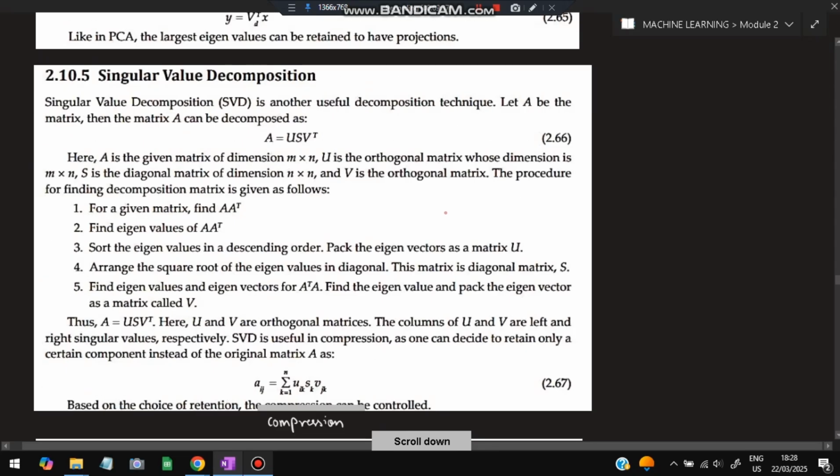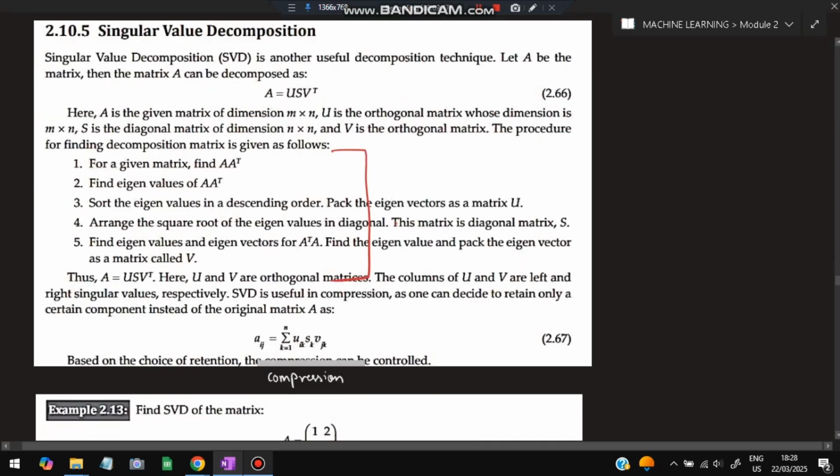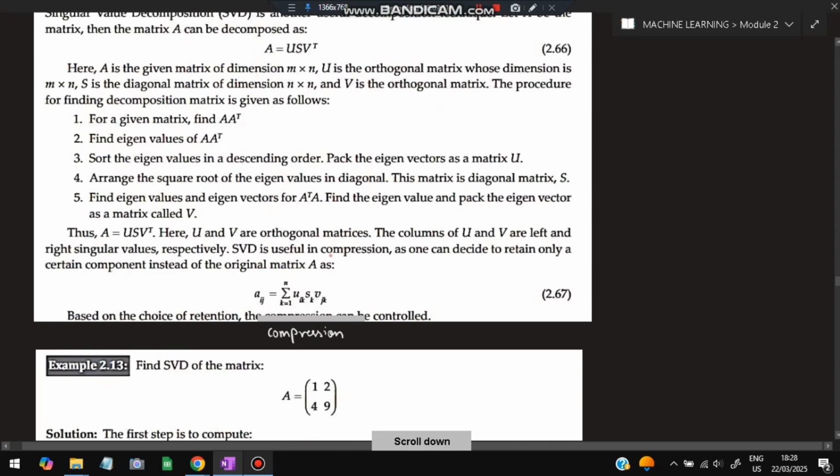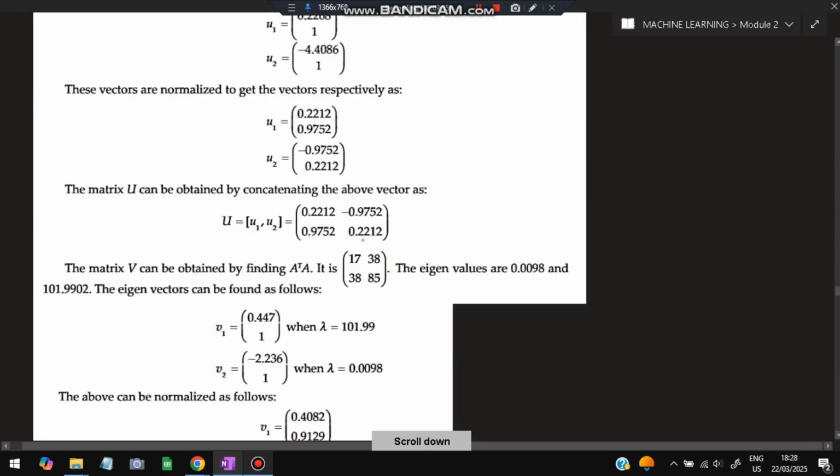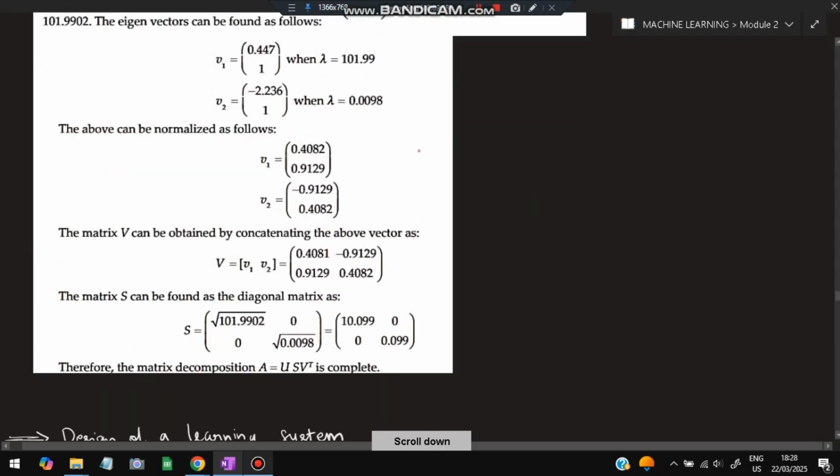Okay, we have singular value decomposition also. Here also the same thing will be done. Here are the steps, and A is the matrix which we want to calculate. U, S, and V are the things we will be considering here, and these are the formulas and the steps which you need to know. The columns are U and V. You can go through it, and here is an example for that as well. So these were the methods we use for dimensionality reduction.